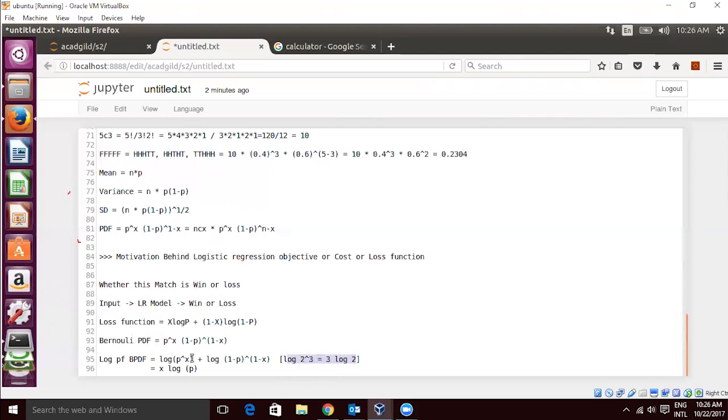So we get this x in front: x into log of p plus, we get the power in front again, 1 minus x into log of 1 minus p. Simple. Now just compare this function and this function, they are the same. This is how we derive the formula.